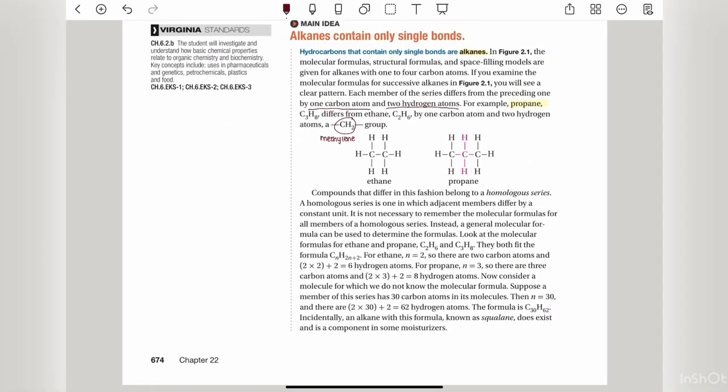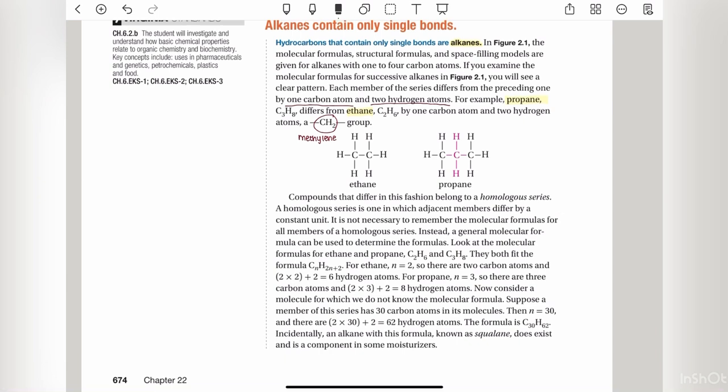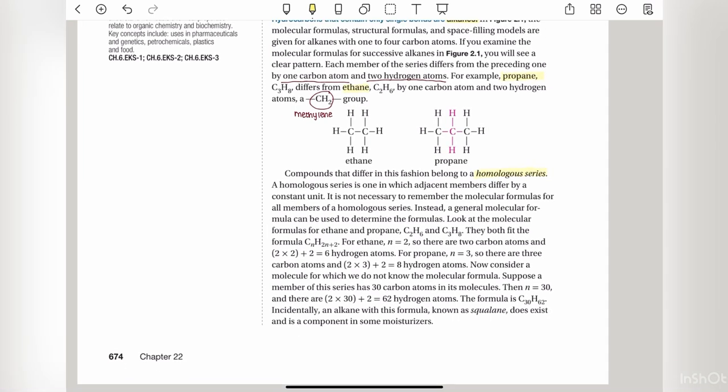So then we have ethane and propane, their structural formulas. Here is ethane. As we see, propane has 3 carbon atoms, and we also see that in the molecular formula, and so the only difference between the two is 1 carbon atom and 2 hydrogen atoms. So compounds that differ in this fashion belong to a homologous series. A homologous series is one in which adjacent members differ by a constant unit. So they differ by a constant unit, okay?